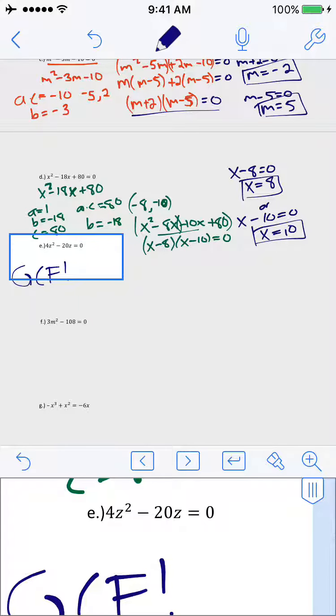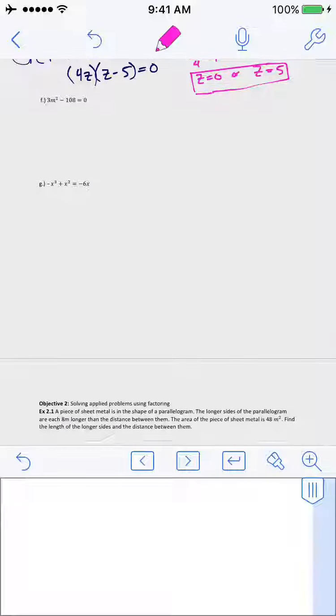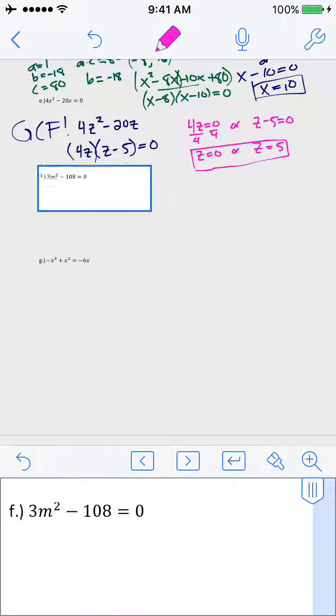Notice I've never once ended up with plus or minus 6, right? Never once. Just don't even try. It's not going to happen that way. You have to do both. But notice if you remember GCF, that problem took about 10 seconds. Alright, let's keep going. We've got about 2 more and then we'll hit the word problems.